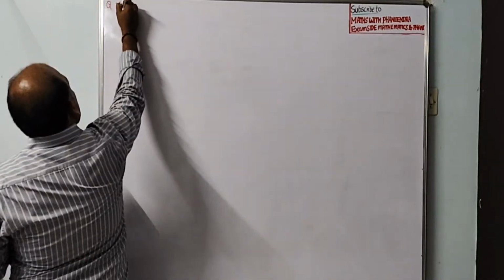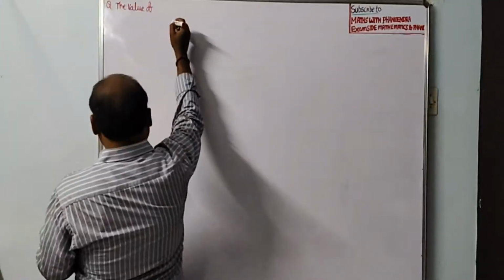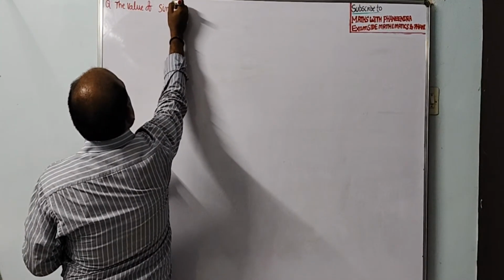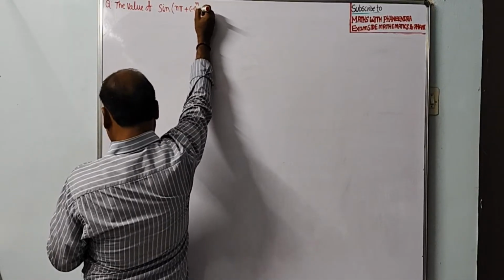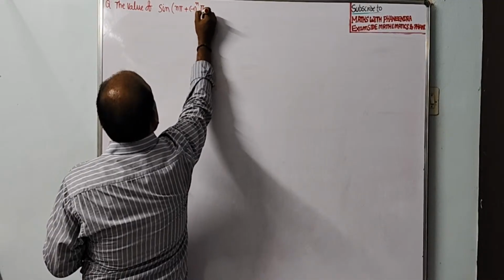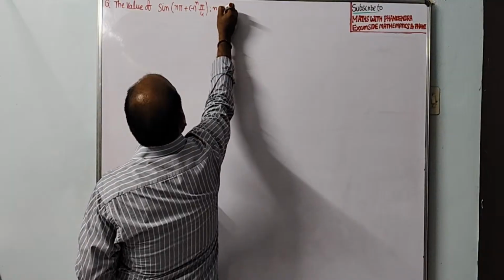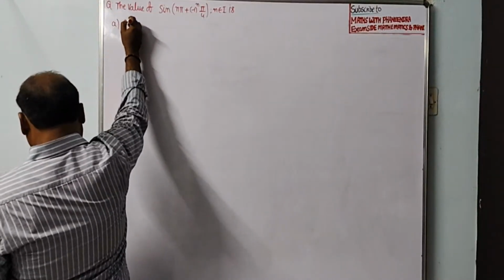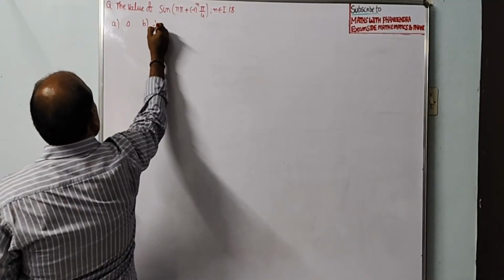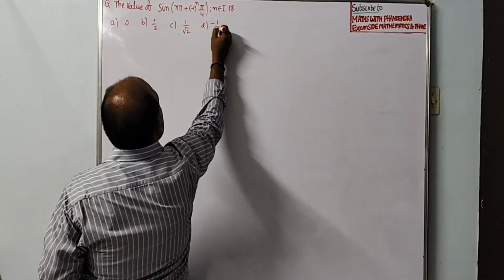The value of sine of n pi plus minus 1 whole power n into pi by 4, where n belongs to I, is: 0, 1 by 2, 1 by root 2, minus 1 by root 2.